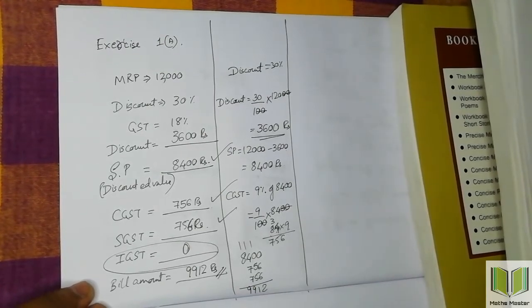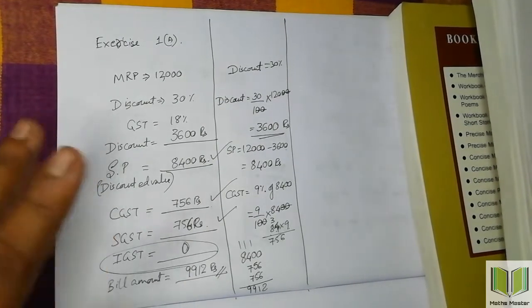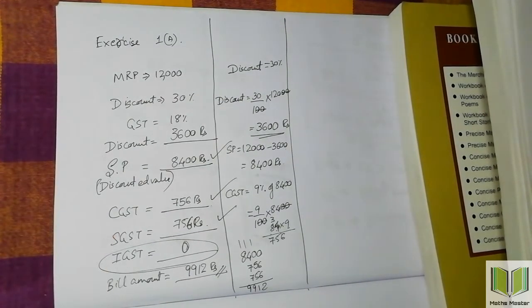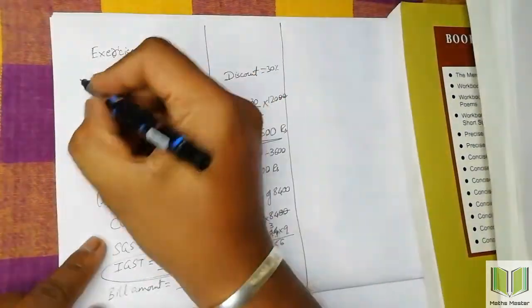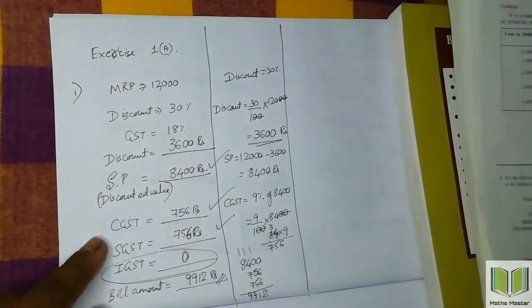9,912 rupees will be the bill amount for this particular question. If you have any confusions or doubts, you can ask me now over the comment section. 9,912 will be the answer for this particular problem. I hope this is clear. First problem, exercise 1A, first problem is solved.